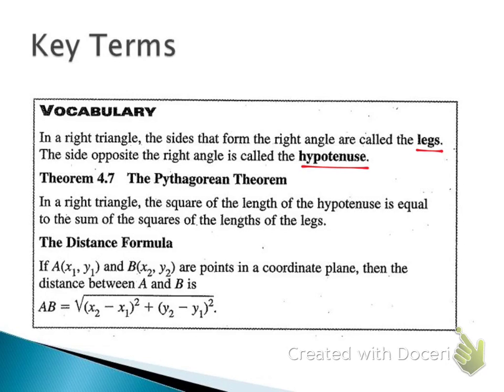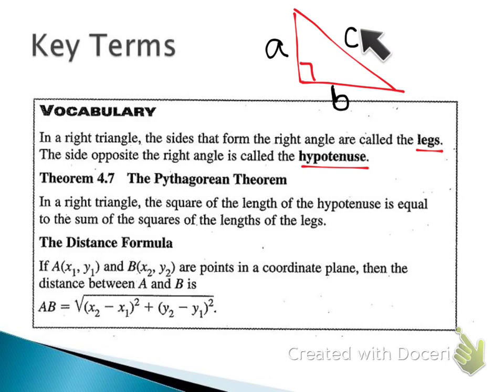So I'm going to sketch a little diagram here. If this is my right triangle, I'm going to label the sides A, B, and C. A and B would be considered my legs. Those are the two that meet to form the right angle of a right triangle. The hypotenuse is the side across from the right angle. So in this case that is C. So side C is my hypotenuse.